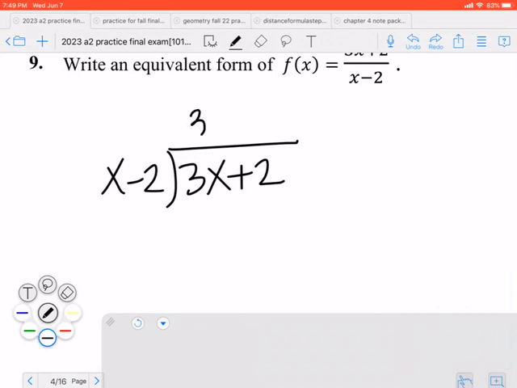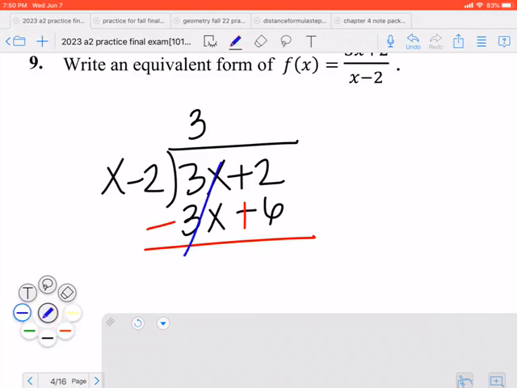X times 3 is 3x. 3 times -2 is -6. Draw the line, switch the signs. That adds to 0. 2 plus 6 is 8. So that's our remainder because it's the last term. So plus 8 over x minus 2.